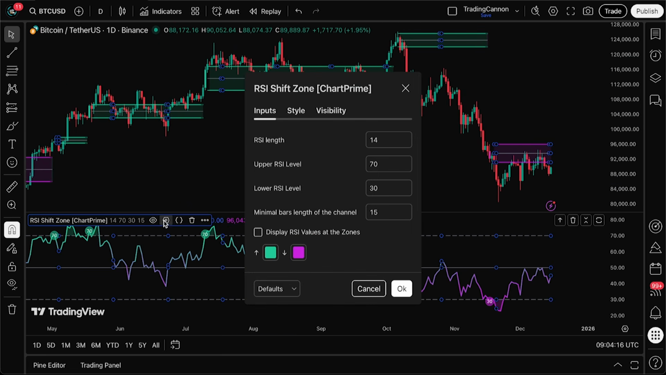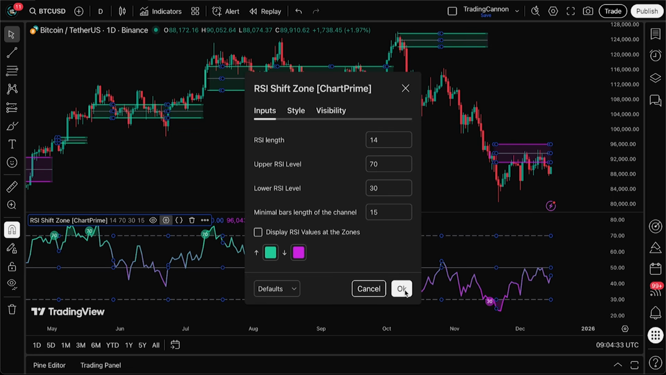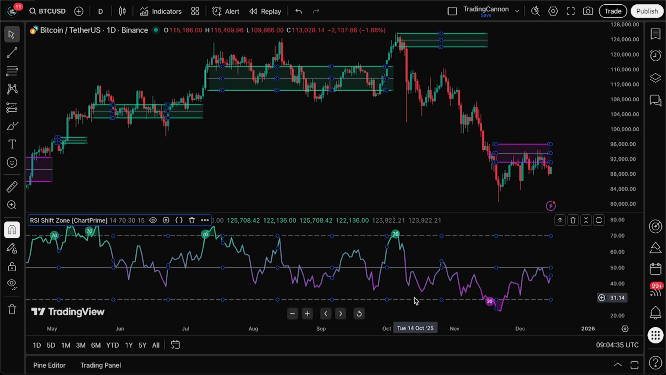You can customize settings like the RSI length, default is 14, overbought level, default 70, oversold level, default 30, and whether to show RSI value labels inside the zones. Feel free to tweak these based on your time frame or asset.